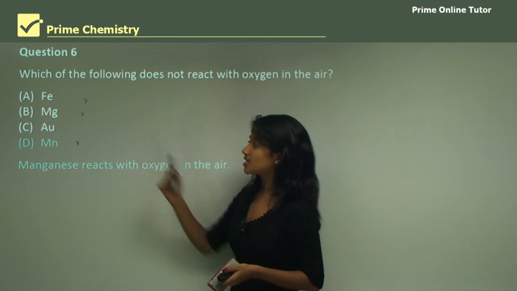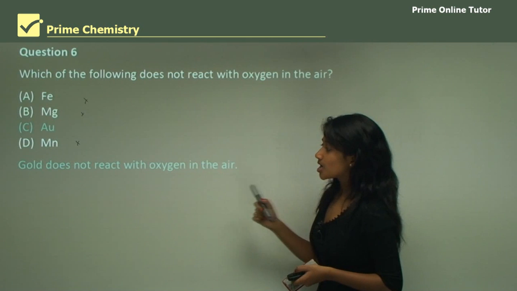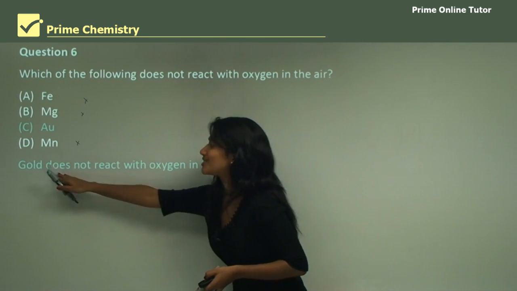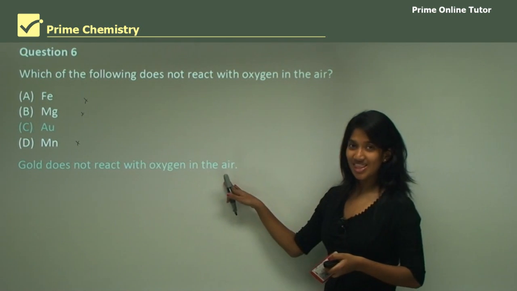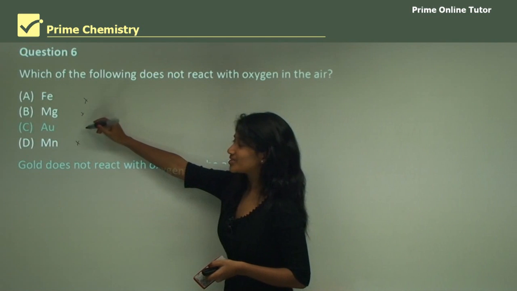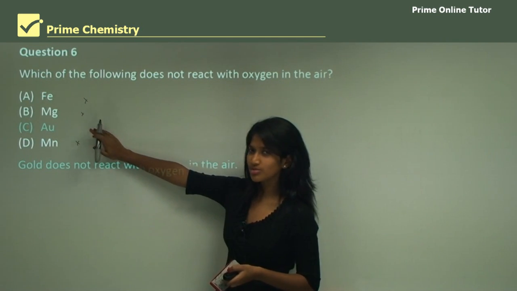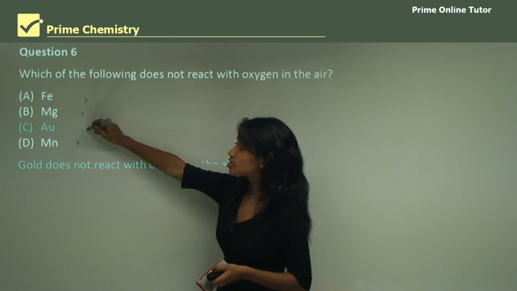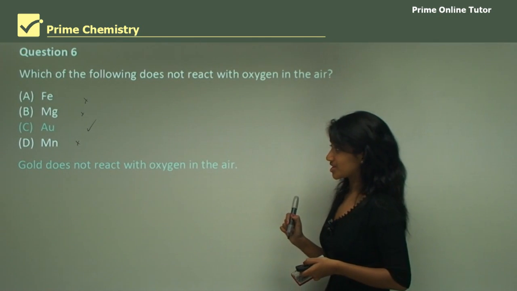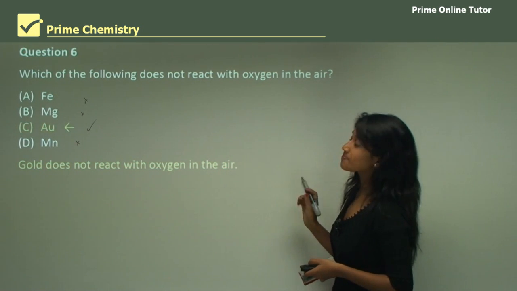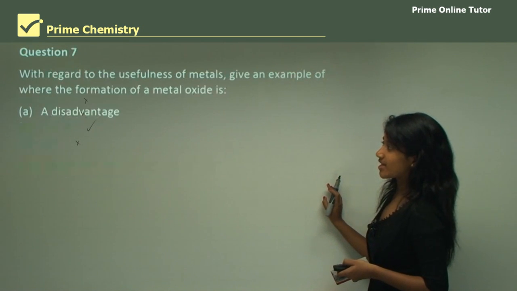We're left with silver, which is option C. Gold does not react with oxygen in the air. So gold is an inert metal, which means it's very stable, it doesn't react with anything. So gold is the answer. So that's our answer. Now moving to question 7.